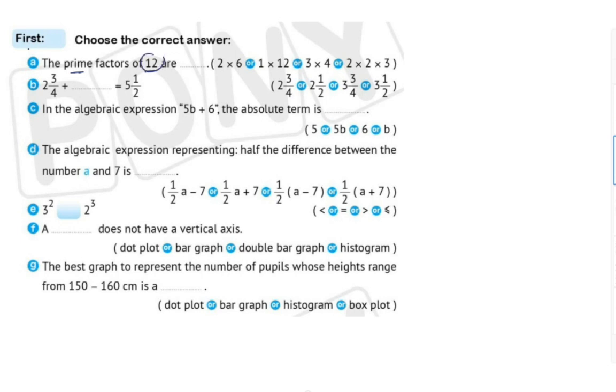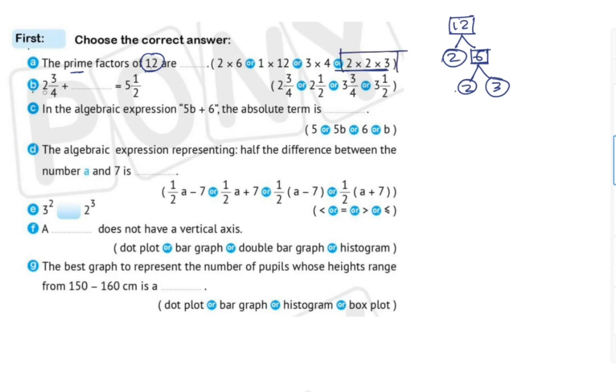Okay, we have 12. You can do the prime factorization of 12. Start with 2 times 6. 2 is prime, but 6 is composite. 6 can be written as 2 times 3, 2 prime and 3 prime. Now you have all the prime factorization: 2 by 2 by 3. Look here, 2 by 2 by 3. This is the correct answer.